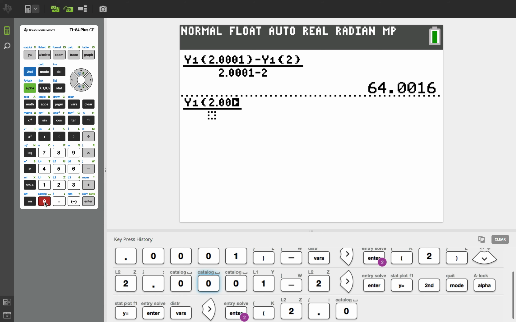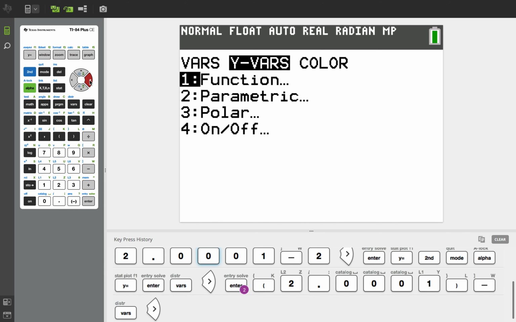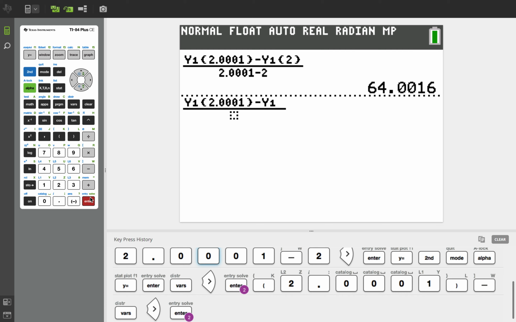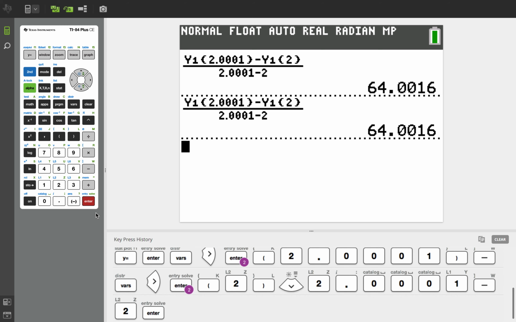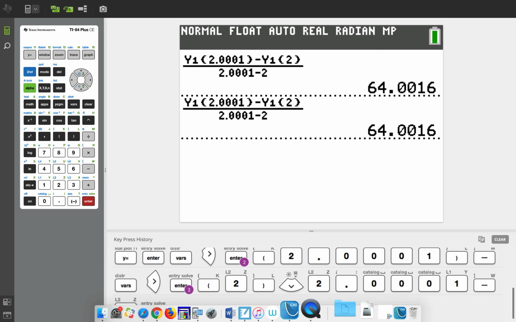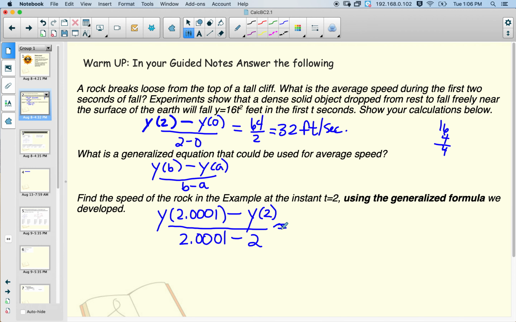So I'm going to type 2.0001, and I'm going to subtract that from vars, y vars, enter, enter, and I want to evaluate that at 2, and divide that by 2.0001 minus 2. So that's how you could enter that into your calculator. So that would be approximately 64 feet per second. So I'll go back here. So I'm going to actually make that approximate. 64 feet per second.